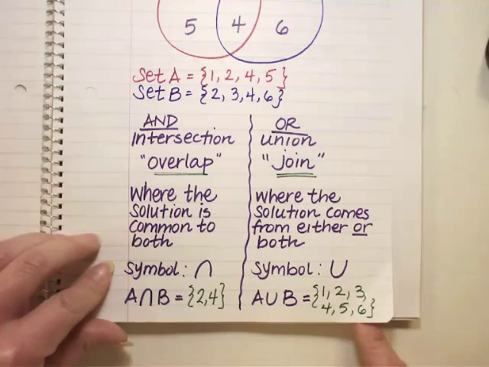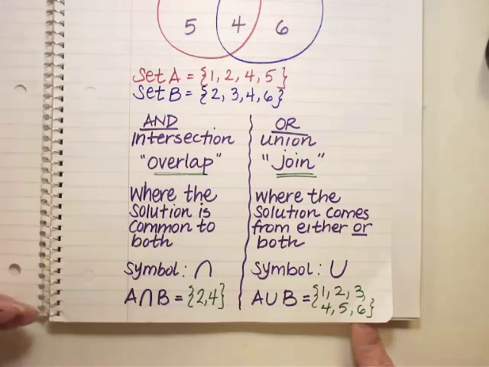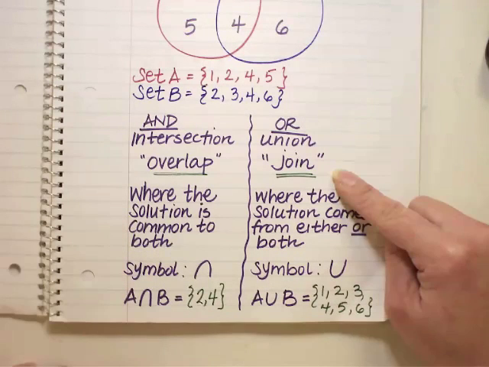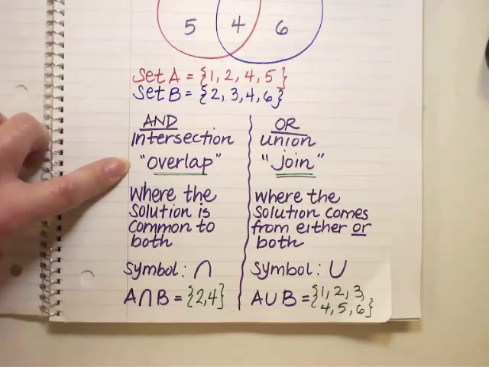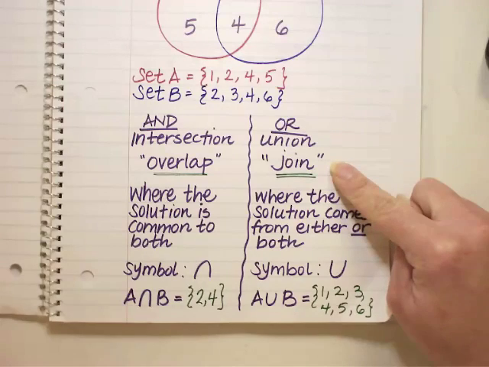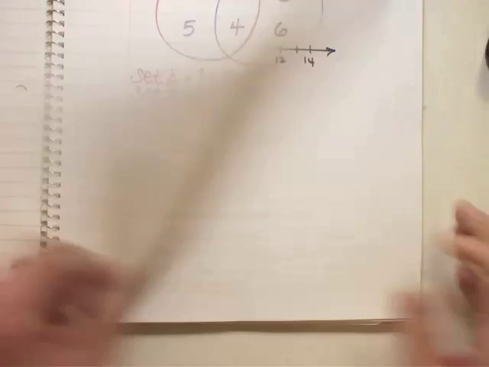So how does that relate to what we're going to do with our number lines? We're going to use these ideas, the overlap idea and the joining idea, and work on our inequalities. Today we're going to focus on the overlap case, the and case. Tomorrow we're going to work on examples with the or case, or the join case. So here's an example.